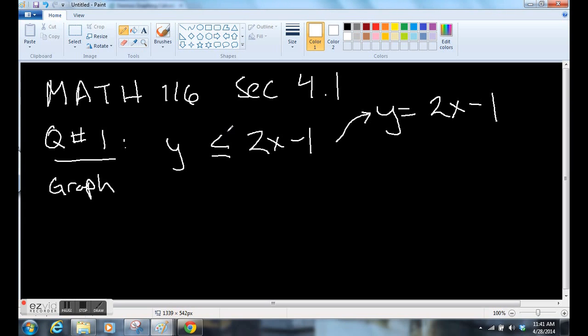You'll notice this is less than or equal to, but let's start by looking at the line that's going to define our boundary. This is going to be like the fence for us. And for me, the easiest way to graph a line is to get 2 points. Once you have 2 points, you can draw a line between them. Right? So let x equals 0, because that's an easy point. That gives you y equals negative 1, because I just plugged x equal to 0 in there. 2 times 0 minus 1 is negative 1.